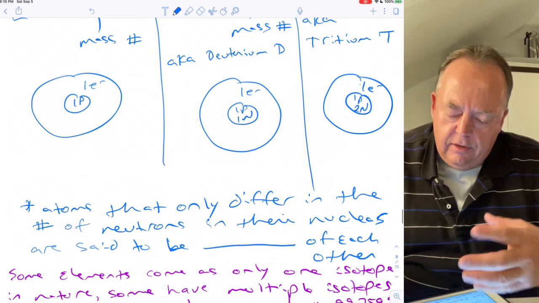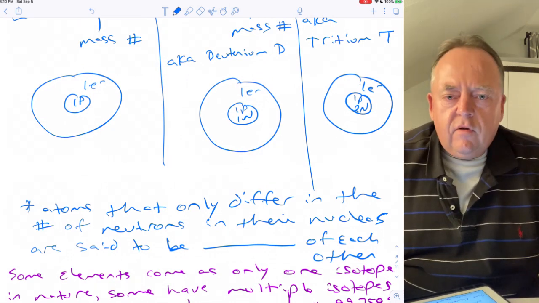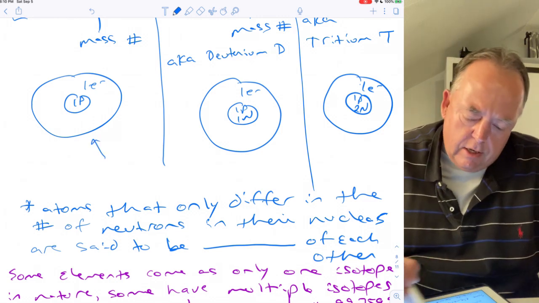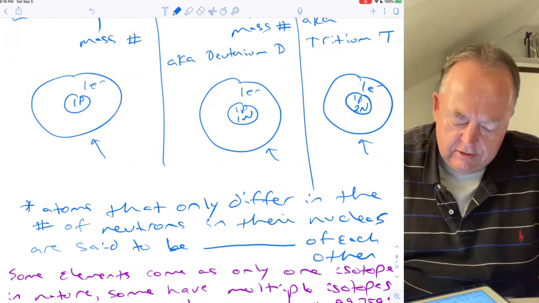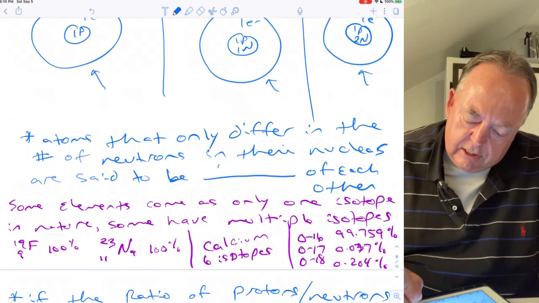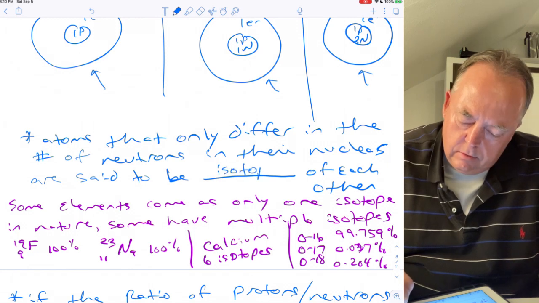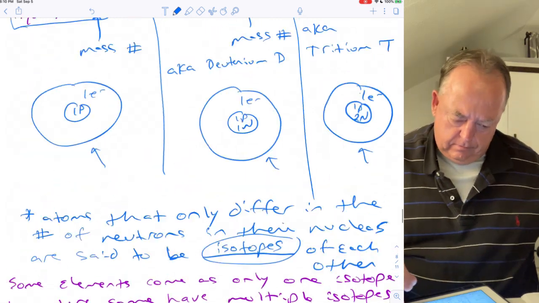So they're all variations of hydrogen, but they only differ in the number of neutrons, right? This has no neutron, this has 1 neutron, this has 2 neutrons, but the number of protons and electrons is the same. So atoms that only differ in the number of neutrons in their nucleus are said to be isotopes of each other. So another term for you to know.